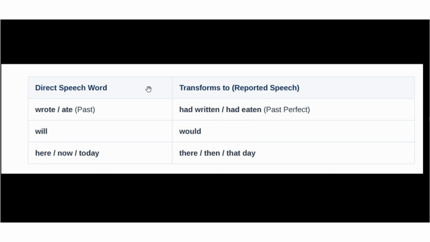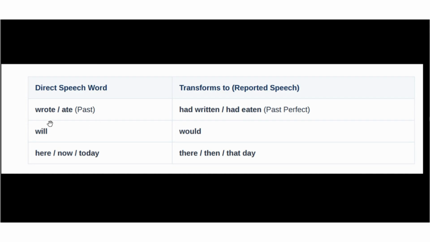Simple as that. The next tenses we have, now let's look at the past. So if the direct speech has got action words that are in the past, like wrote or ate, here you need to transform it to be in a past perfect, which is had written, had eaten. So wrote in past perfect becomes what? Had written. Don't just say written. Written pairs with what? Had. Because remember we are talking about past perfect. So had written, had eaten.